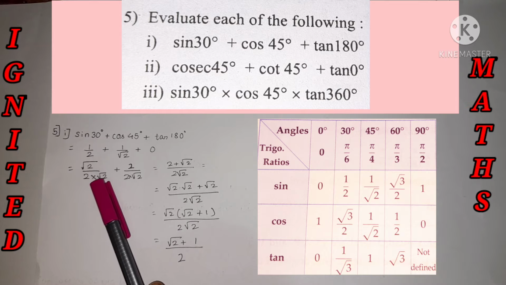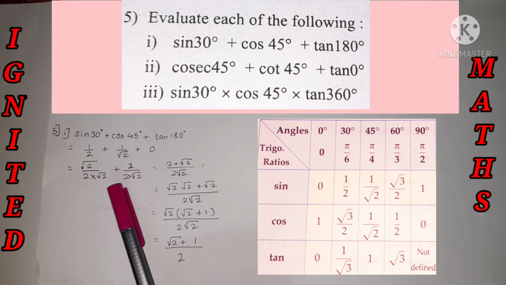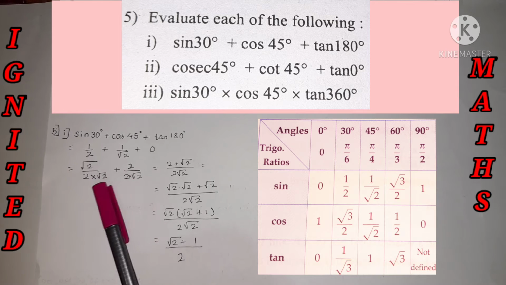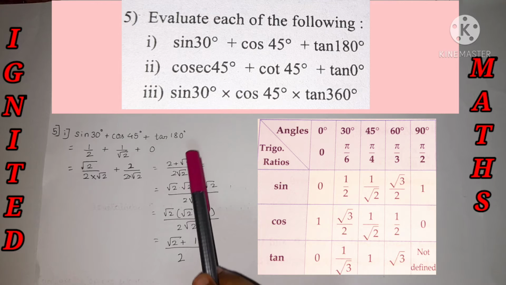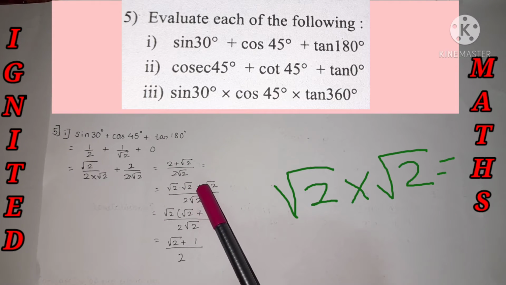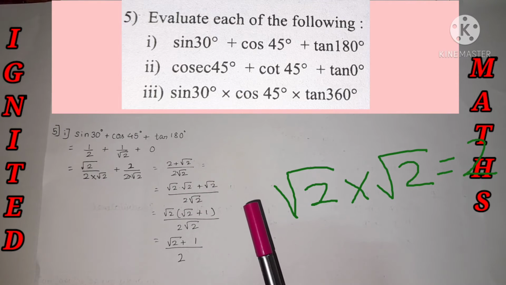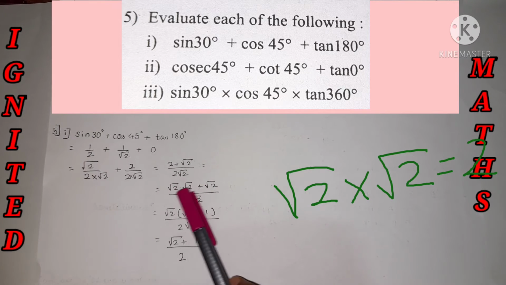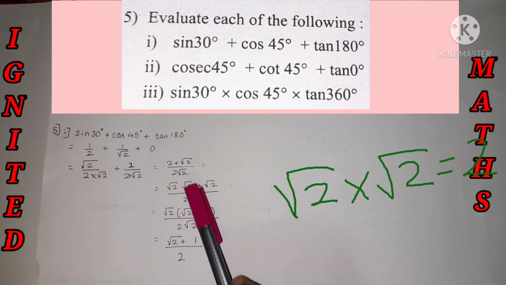So we have rationalized: root 2 multiplied over here and 2 multiplied over here. Yes, so it's already rationalized. 2 into root 2 is nothing but 2 root 2, and 2 plus root 2 we have written over here. Now for doing the further calculation, we have split the 2 as root 2 into root 2, which is nothing but 2. That's what we have written over here, and root 2 as it is.